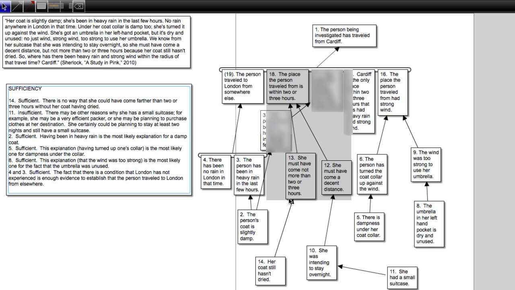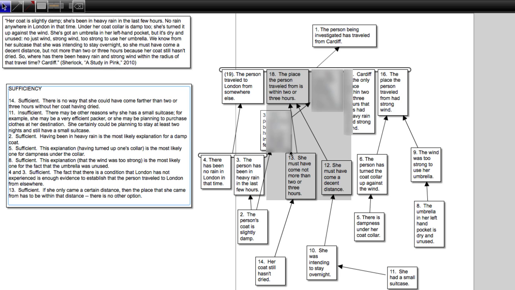Okay, let's go over here. 13. She must not have come more than 2 or 3 hours, therefore she traveled from within 2 or 3 hours. This is sufficient. In fact, it's almost the same claim. If she only came a certain distance, then the place that she came from has to be within that distance. There is no other option.